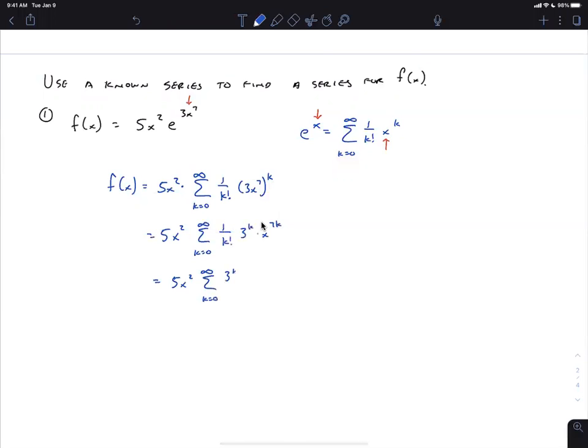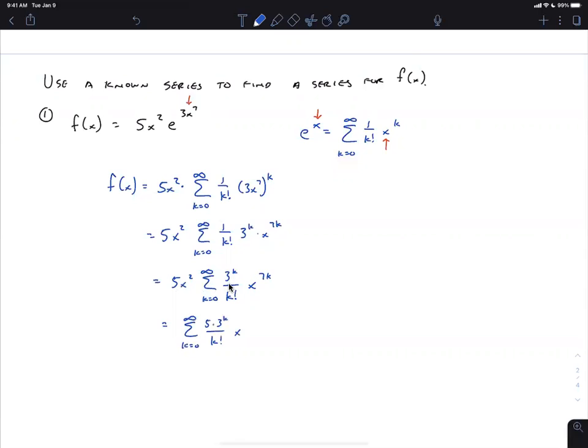And so I would recommend, and I think it makes it easier, if you put all the stuff without x, all the coefficient part at the beginning and all the x stuff at the end, it makes it easier on these problems. And now we're going to put the 5x squared in. So the 5 we're going to multiply in with the coefficient. It goes on the top. So we get 5 times 3 to the k over k factorial.